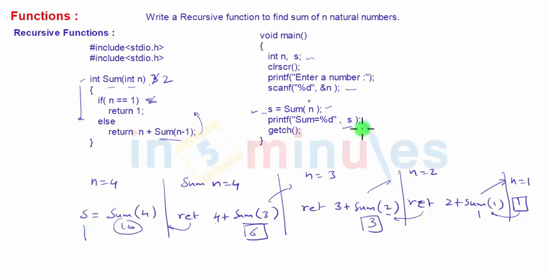And after this, main will go ahead and print the sum. So its working is almost similar to the factorial function. In factorial, we return int factorial in brackets integer n. If n is 1, return 1, else return n into factorial of n minus 1.